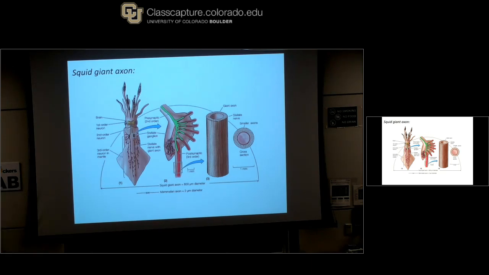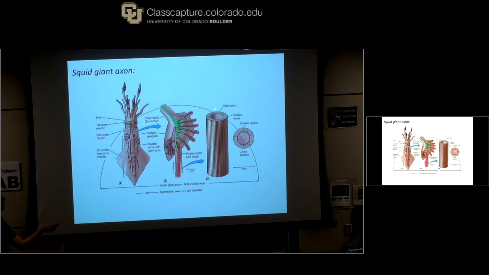So here's the scale bar for this guy. A mammalian axon is here, this circle is 2 microns in diameter. On the same scale, here is the squid giant axon, 800 microns in diameter. That's the better part of a millimeter. It's so big, you can thread a wire into it. And that's exactly what they did.